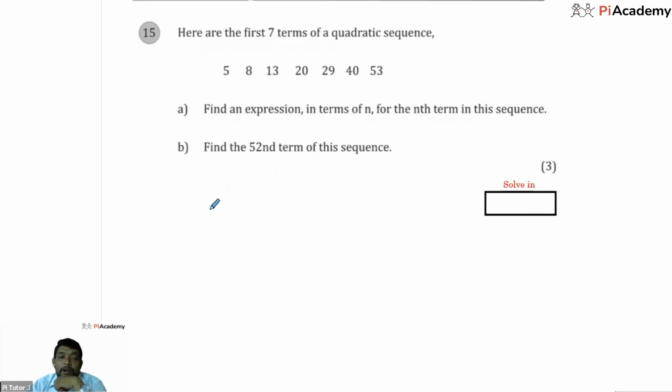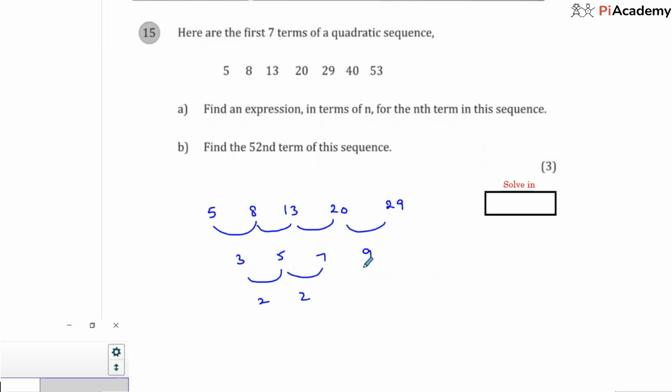What are quadratic sequences? You see 5, 8, 13, 20, 29 and so on, right? Now, if you find the first difference, 8 minus 5 is 3, 13 minus 8 is how much? 5, 20 minus 13 is 7, 29 minus 20 is 9, okay? So you see the first difference is not the same. So let's find the second difference. It is 2, 2, and so on. The second difference is the same.